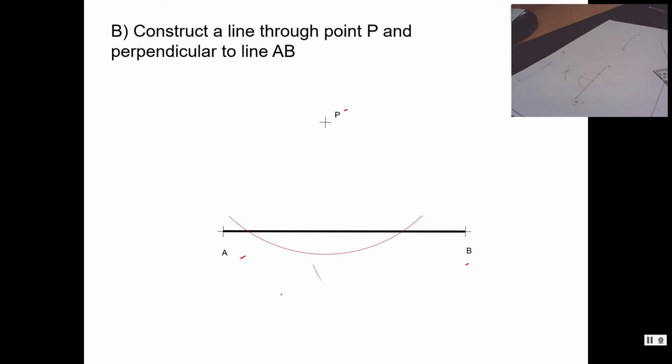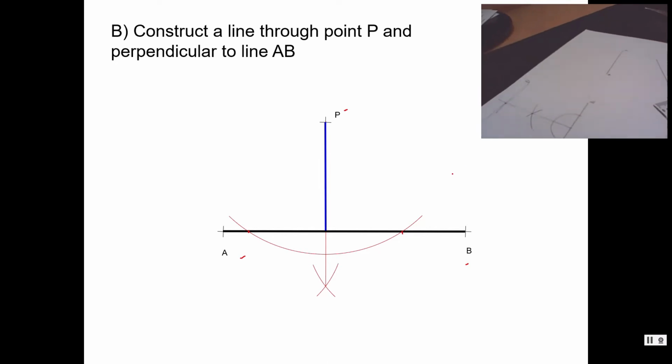Okay, so we're just going to draw a circle from point P to get this point and this point, and then you're going to draw another circle to get that direction to draw the line. Okay, so I think it's very easy. Again, I'm going to show you this one.